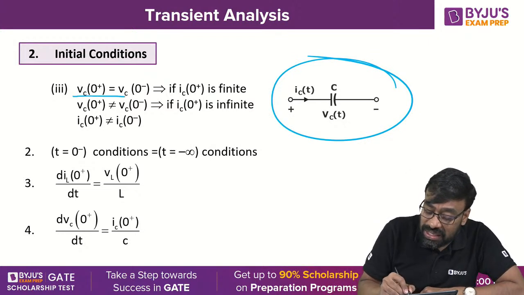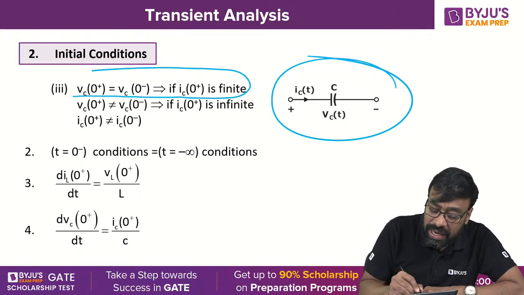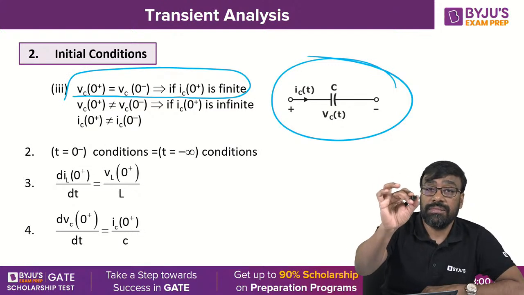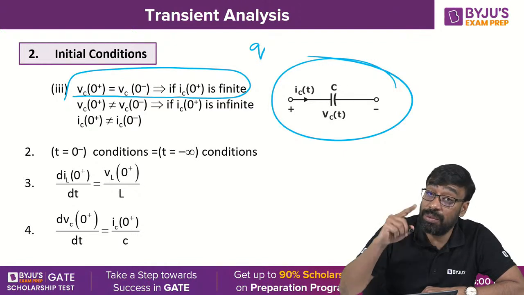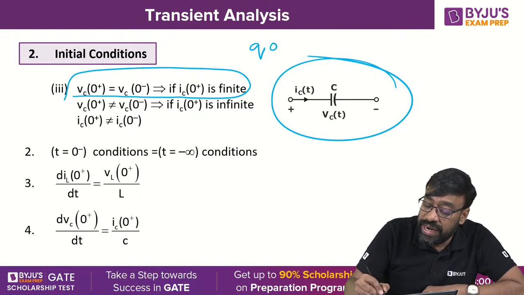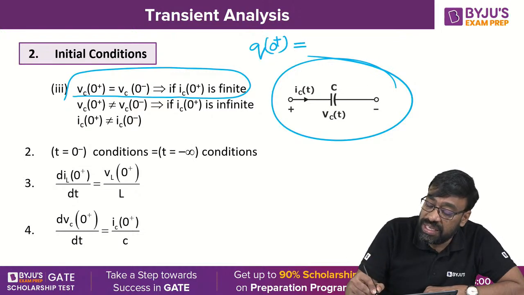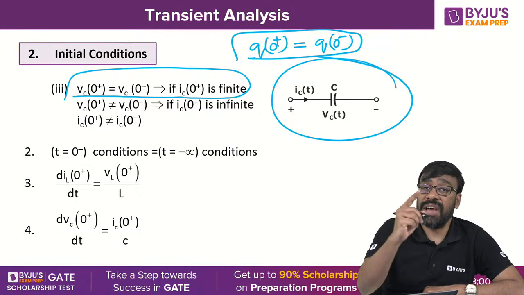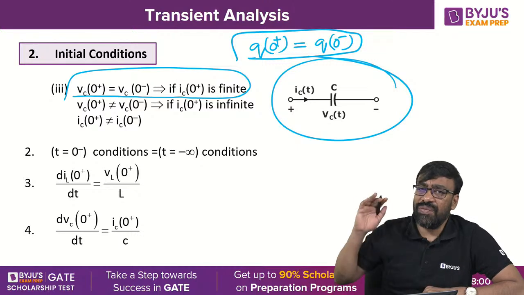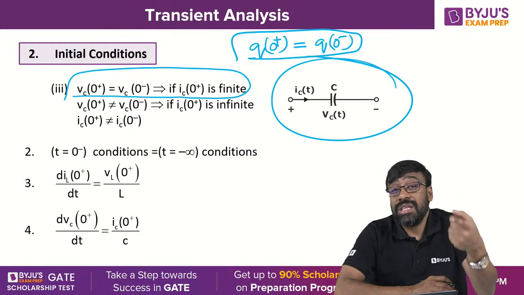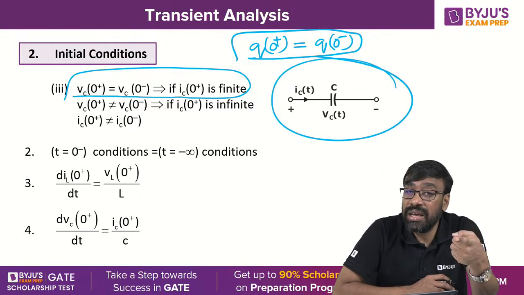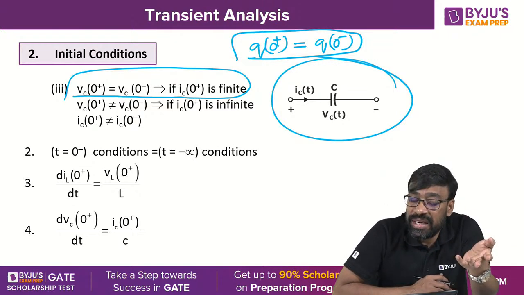Voltage across the capacitor may not change instantaneously provided the current through the capacitor is finite. The same statement is applicable to charge also. Charge deposited on the capacitor may not change instantaneously provided the current flowing through the capacitor is finite. If the current flowing through the capacitor is infinite, then the voltage across the capacitor may change instantaneously. That means the charge may change instantaneously.